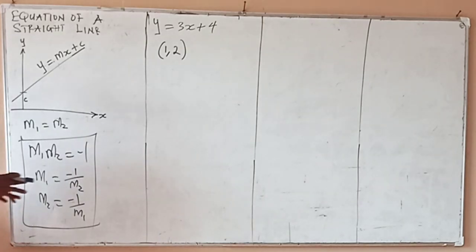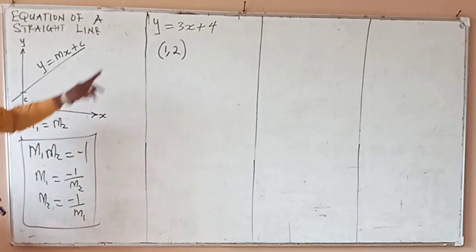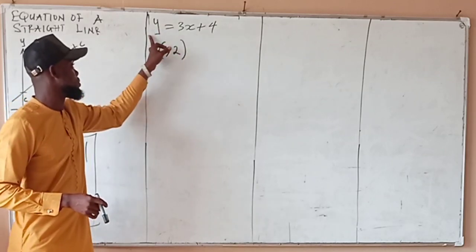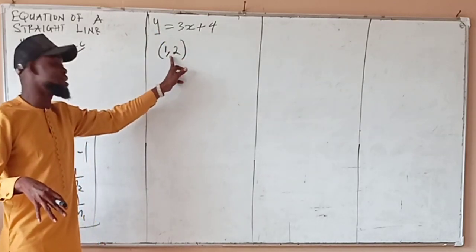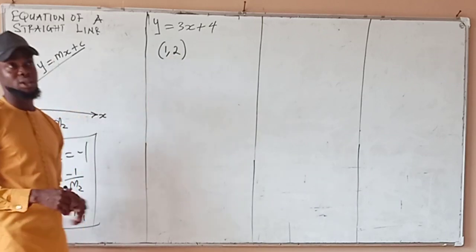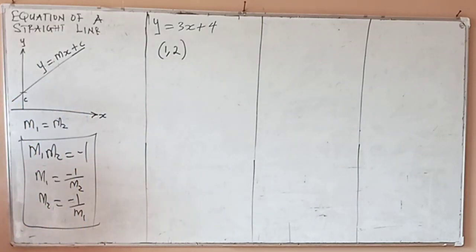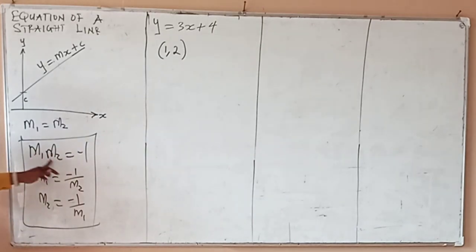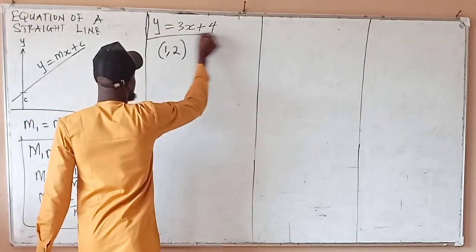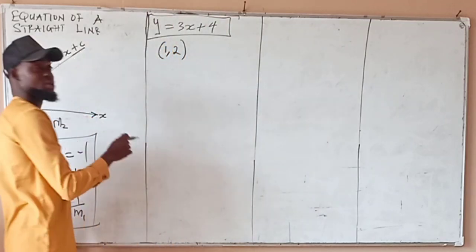So let us obtain the equation of the straight line that is perpendicular to this line. This particular line is perpendicular to the given line and passes through this point. Remember, for two perpendicular lines, their gradients are related in a certain manner. So what is the gradient of this first one? What is the gradient of that line?